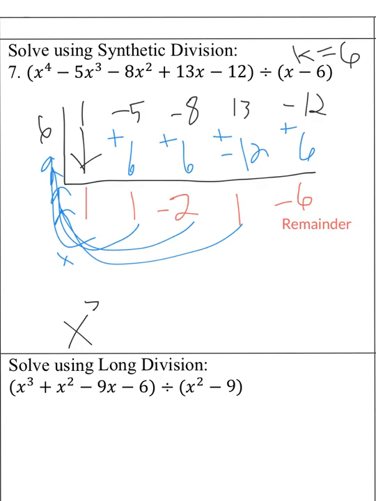So I have 1x to the third plus 1x squared minus 2x plus 1, and then I have minus 6 over x minus 6. And that's the answer. That's all there is to synthetic division.